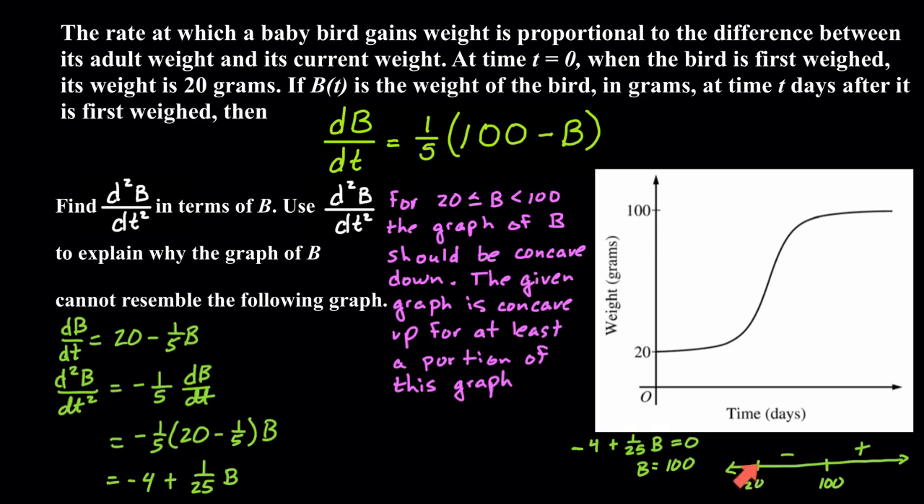And the sign chart says from birth, when b is 20, between there and 100, your second derivative comes out negative, and your second derivative comes out positive afterwards. Second derivative negative means that the graph of your function should be concave down between 20 and 100. But you can see here that our graph is concave up in this situation. So therefore, this cannot be the graph of this function.